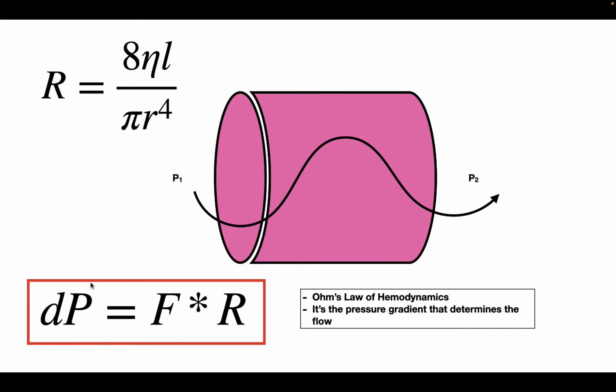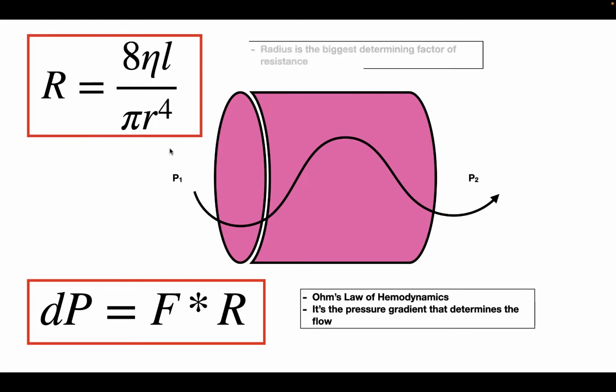So the important point here that I want to look into is the resistance. The resistance can be calculated by this equation here. And the most important factor in the resistance is going to be the radius. The radius is the biggest determining factor of the resistance, and this is because the radius is going to be to the 4th power. So the greater the radius, the lower the resistance.